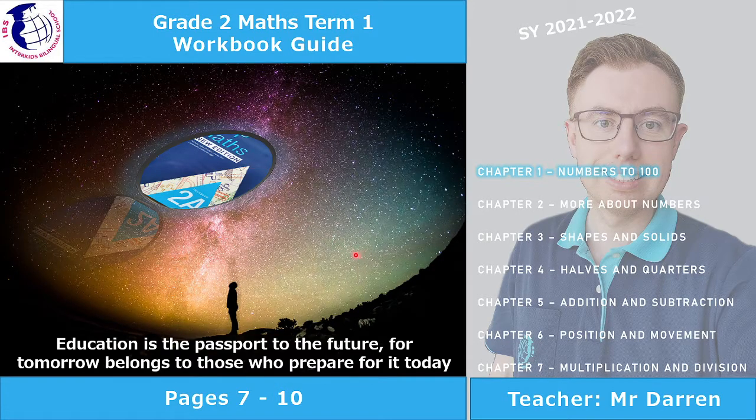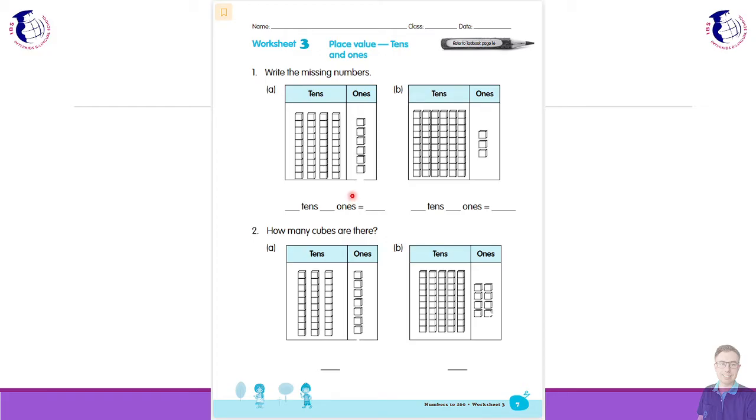So anyway, on to the maths and page 7. So we are on worksheet 3 now. Well done for finishing worksheet 1 and 2 already. And we have place value today, tens and ones. So what we've got to do today is write the missing numbers. So you see there's some gaps here, here, here. Same here, and 2 more down there.